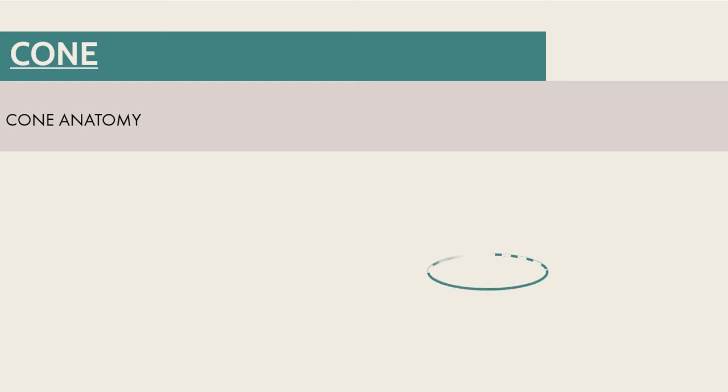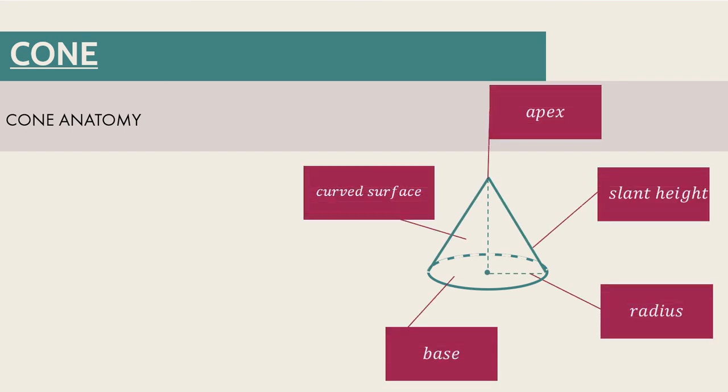Now let's come to the anatomy. We have a circular base and an apex. An apex lies on the axis that rises from the center of the base and perpendicular to the base. So the axis that comes from the apex to the center of the base is perpendicular to any radius of the base.